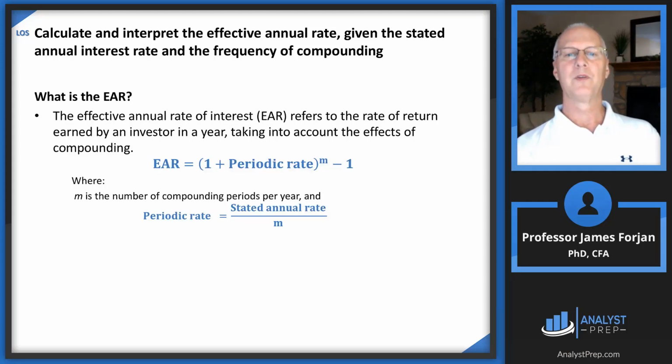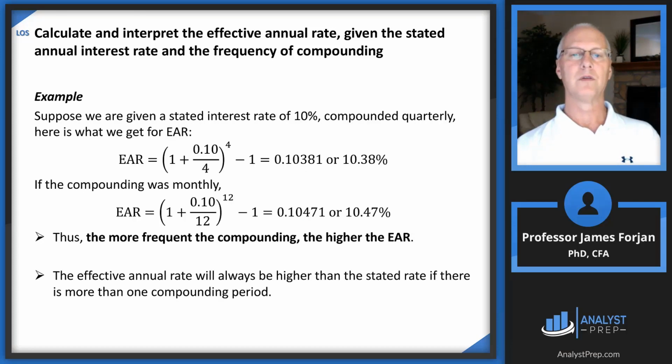Let's be a little bit more specific about this one here. What is the effective annual interest rate? And so the formula is a good one to memorize. Notice the effective annual interest rate is 1 plus the periodic rate, which is going to be the stated annual rate over the number of periods. And then we raise it to the number of periods and we subtract 1. Let's go ahead and do an example here.